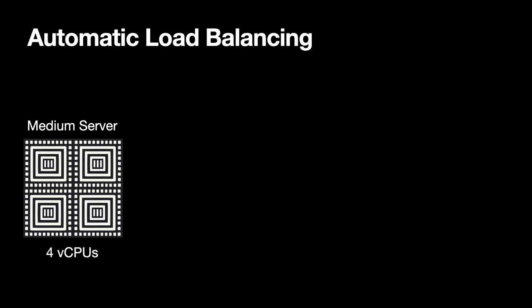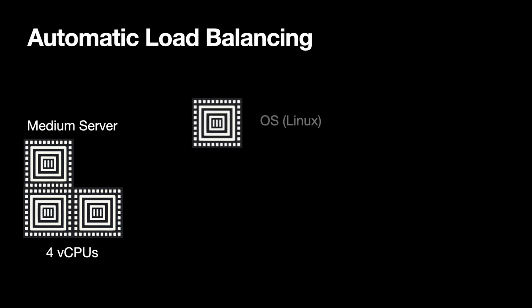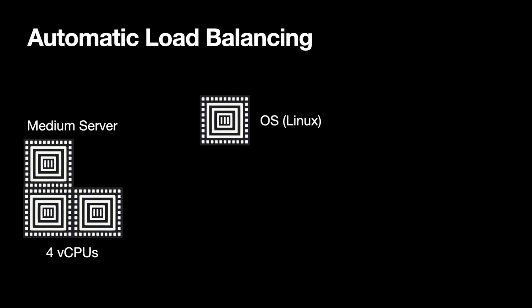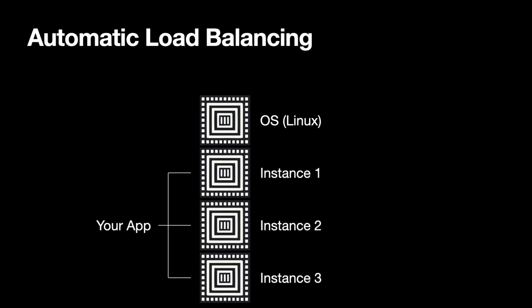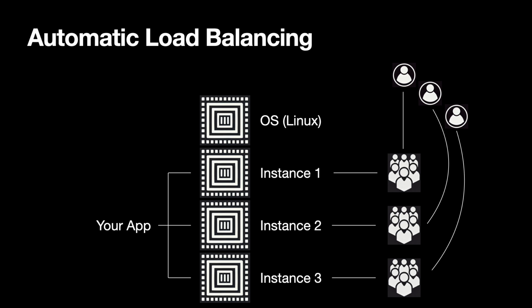So like a small server, one of those is used by the OS, but then the other 3 are used to create, or rather to run, instances of your app. So instead of there being just one instance of your app running on a virtual CPU, in this case, you're going to have 3 instances of your app running on that virtual CPU. And that means that as users connect to your app, they're going to be distributed among, or balanced, right? The load is balanced among those 3 instances.